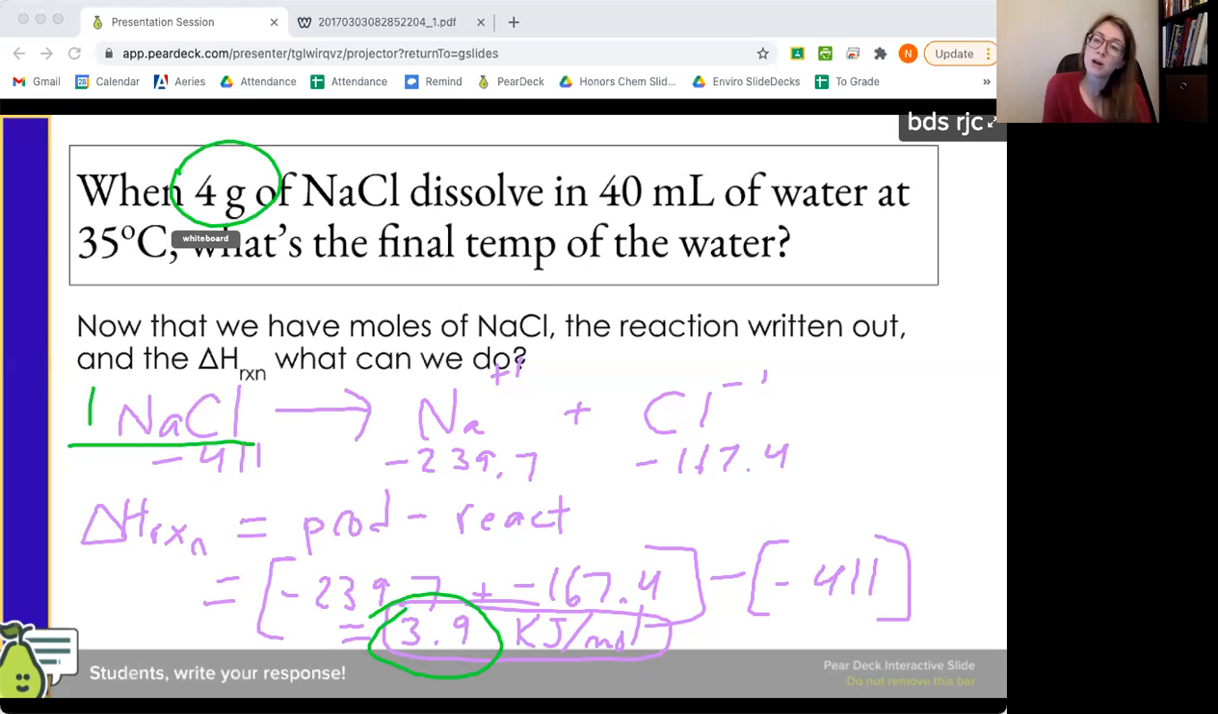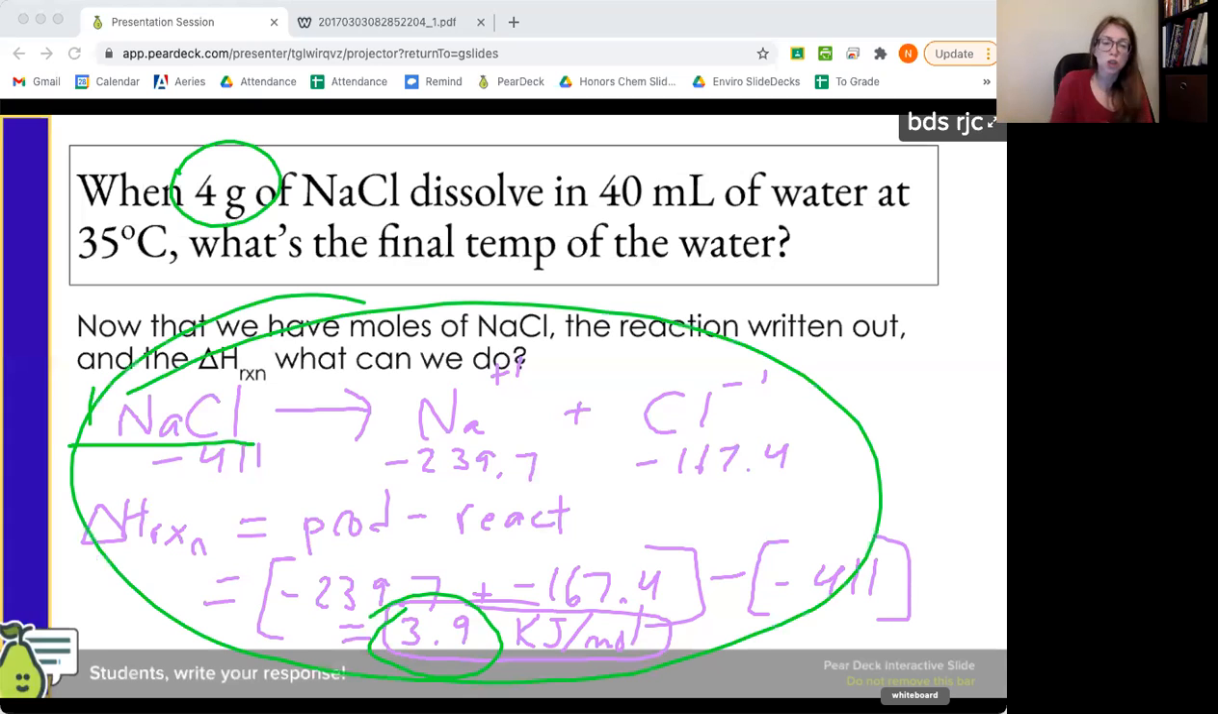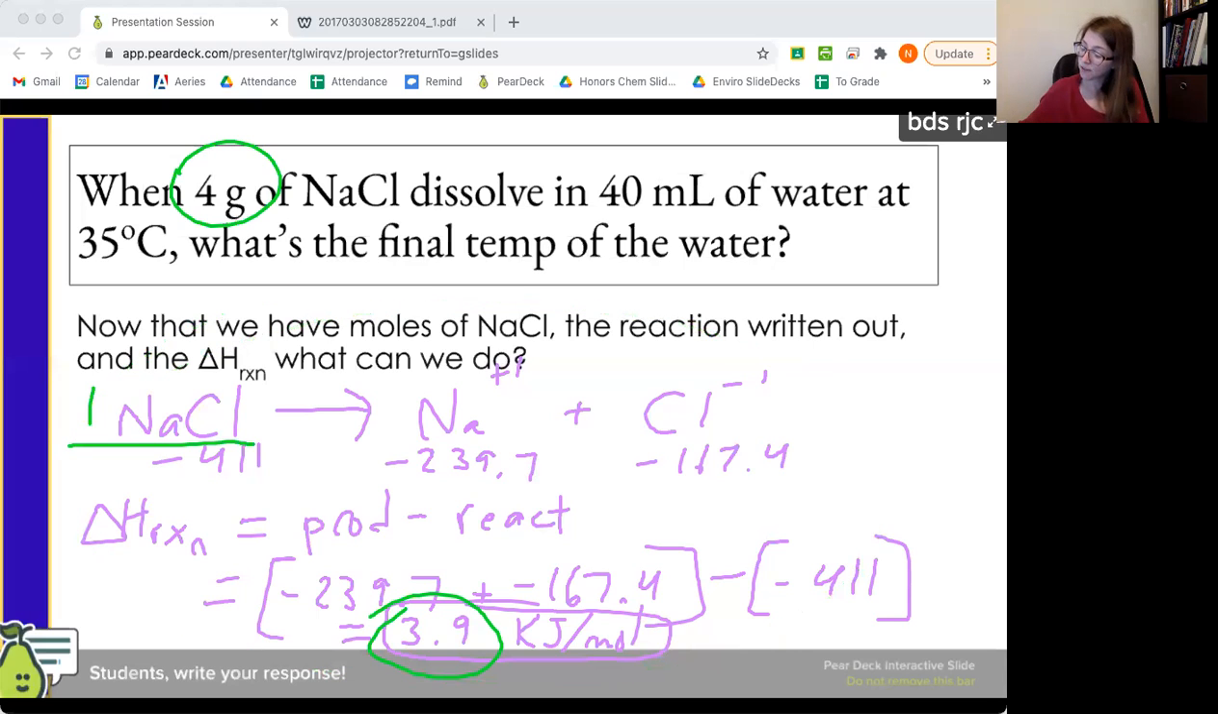So we don't yet know a Q value. We don't yet know how much heat the water gets to absorb or release as it changes temperature. We have to do the proportion in order to take all of this general information we have and turn it specifically into what this question is talking about, which is the situation when we have 4 grams of NaCl dissolving. So we have to do the proportion next in this particular case.